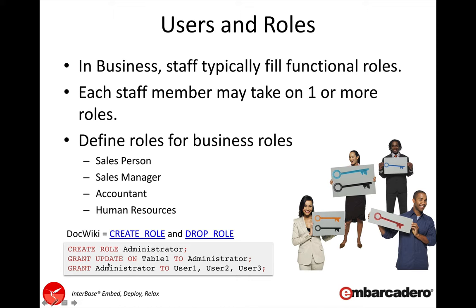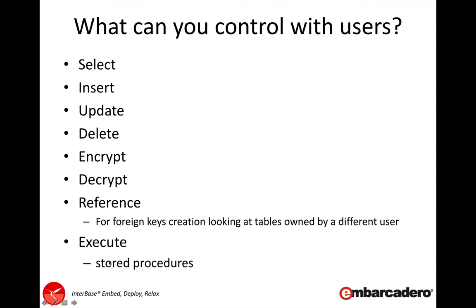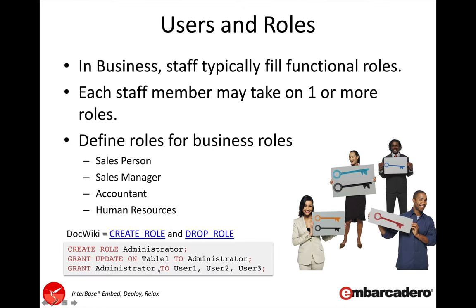You can do multiple elements within here. So you could have grant select, insert, update and delete on, these are just comma separated, or if you want to do everything you can just do grant all on, and then the table, and then to, and then you put in the username or the role name. So here we're just using the role administrator. And then we're able to grant this role to a number of users within the database. So you can have a look, it's create_role and drop_role on the docwiki.